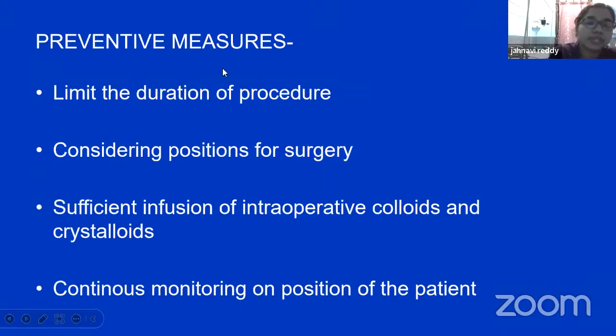Preventive measures to prevent blindness in prone position: limit the duration of the surgery, consider the position of the surgery, and frequently check whether the eyes are under pressure during the surgery. Sufficient infusion of intraoperative colloids and crystalloids so that sufficient blood flow is there for the eyes, and continuous monitoring of the position of the patient.